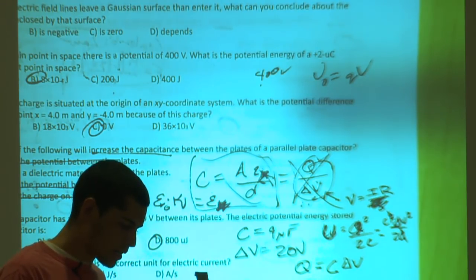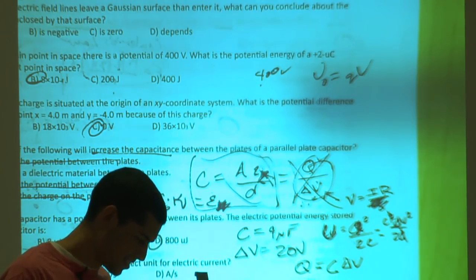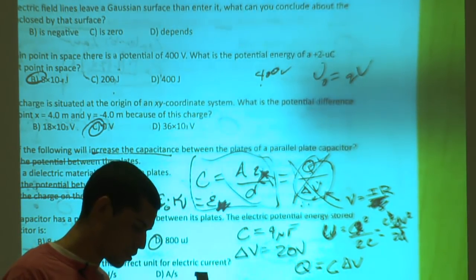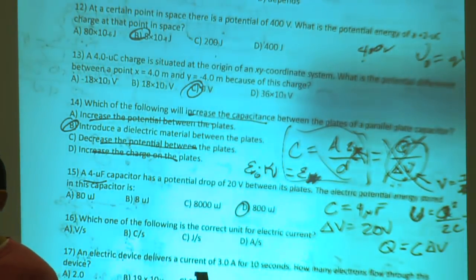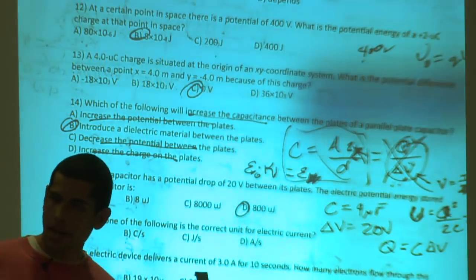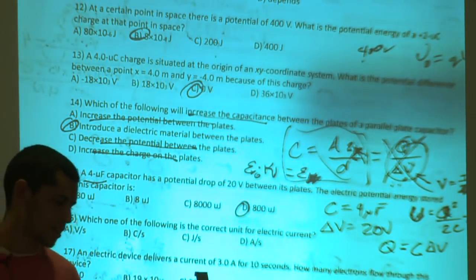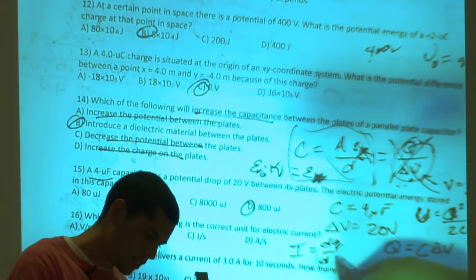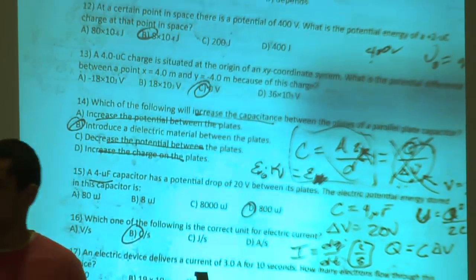Which one of the following is the correct unit for electric current? A, is it volts per second? Coulombs per second, joules per second, or amperes per second? Coulomb per second, right? Because I equals dq over dt. Q is coulomb, time is second.